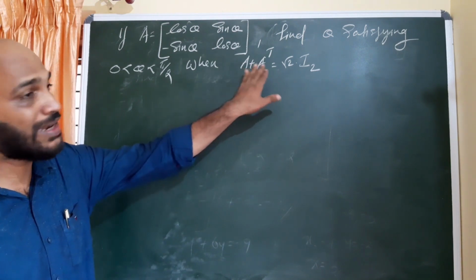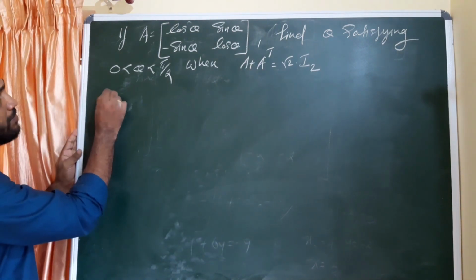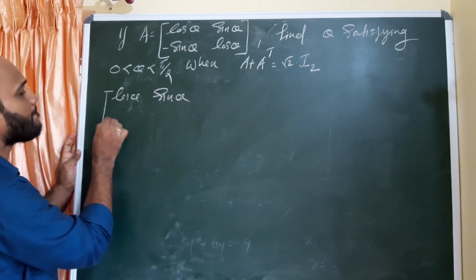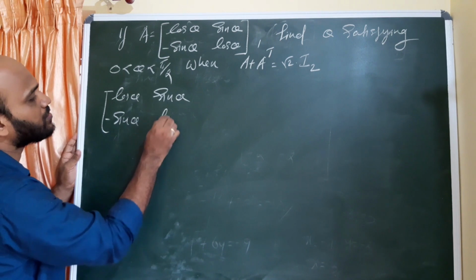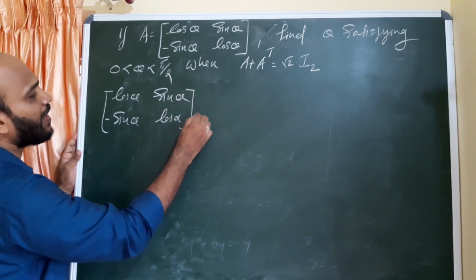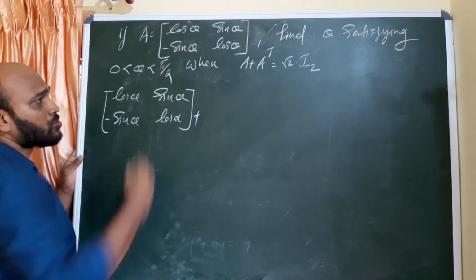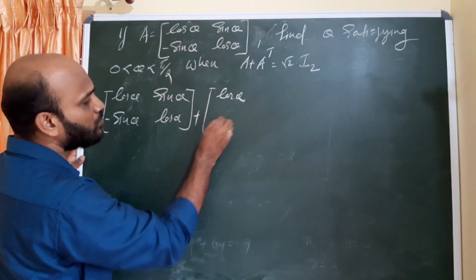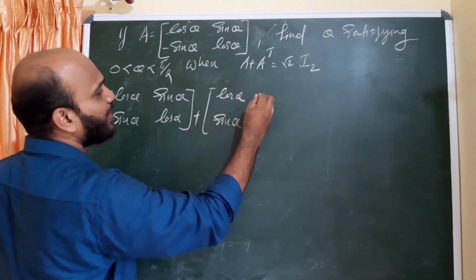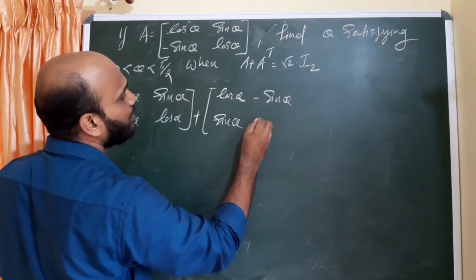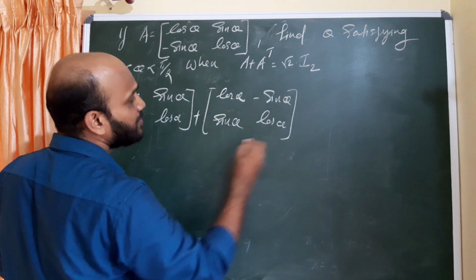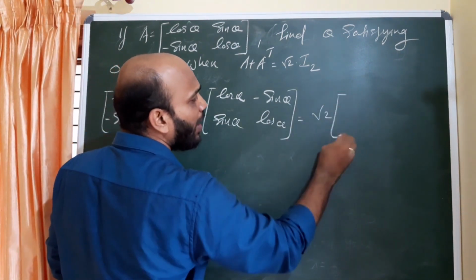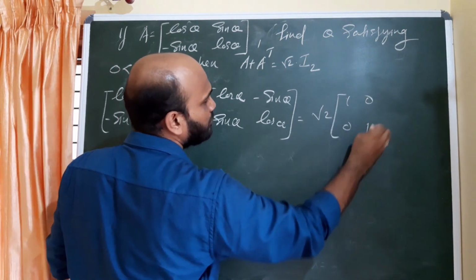So first you have to find left hand side. So A means matrix cos theta, sin theta, minus sin theta, cos theta, plus A transpose, means transpose of this matrix, is equal to cos theta... First row changes to first column and second row changes to second column. This is left hand side. What about right hand side? It's equal to root 2 into I2, means 1 0 0 1.